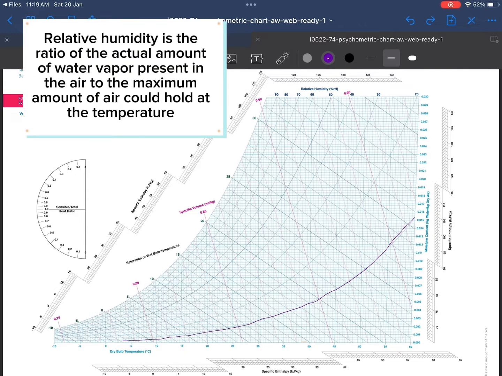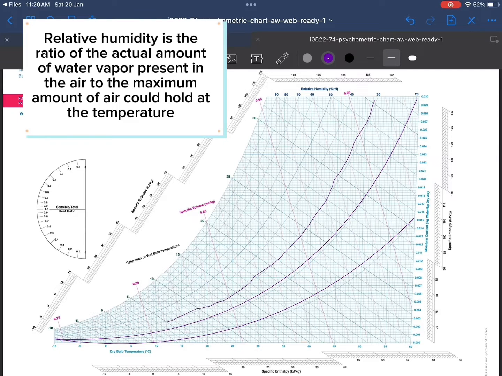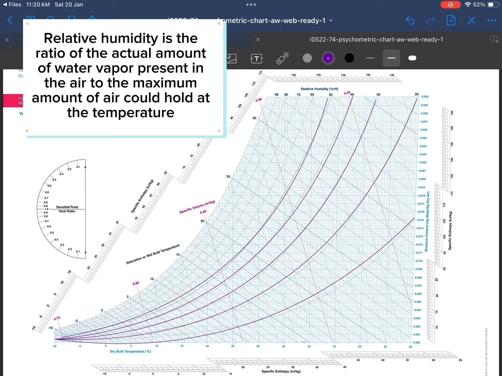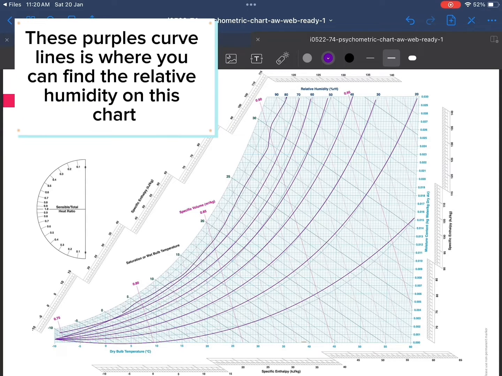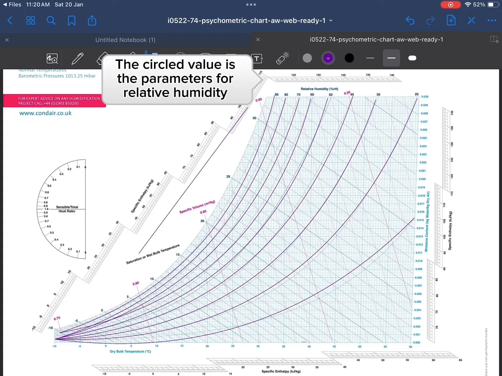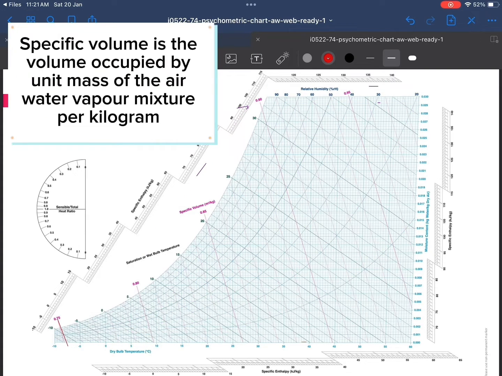Next is relative humidity. It's the ratio of the actual amount of water vapor present in the air to the maximum amount the air could hold at that temperature. This purple curve is where you can find the relative humidity on this chart. The circled value is the parameter for relative humidity.